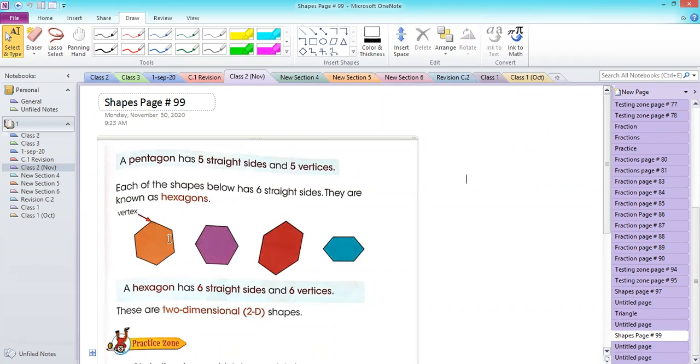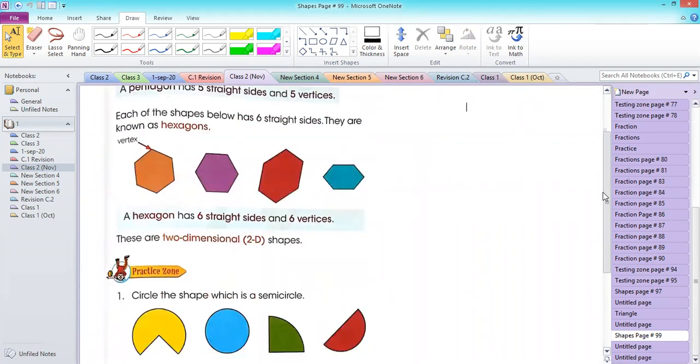You have to find out about the shape on the basis of their properties, on the basis of how many sides there are, or how many vertices there are. So these all are hexagons.